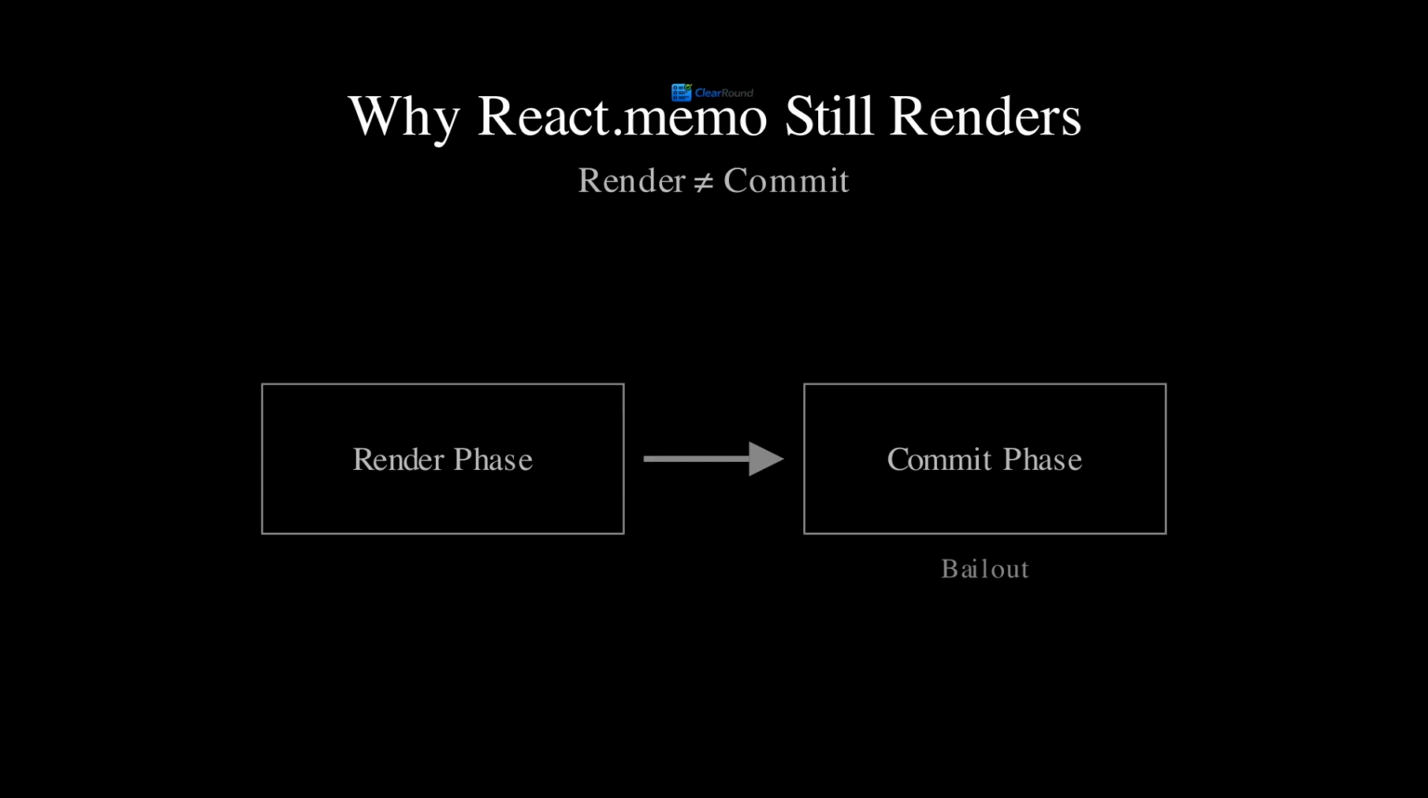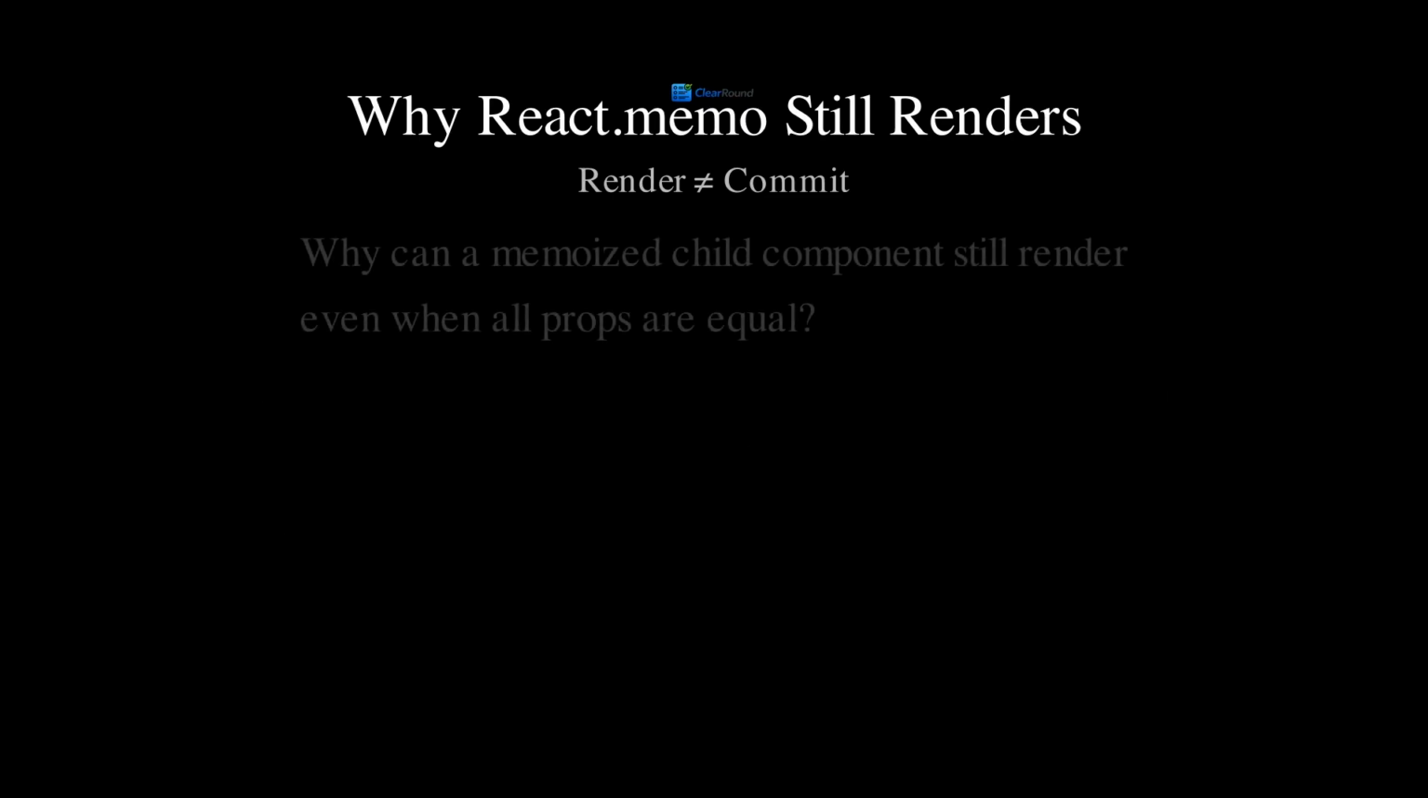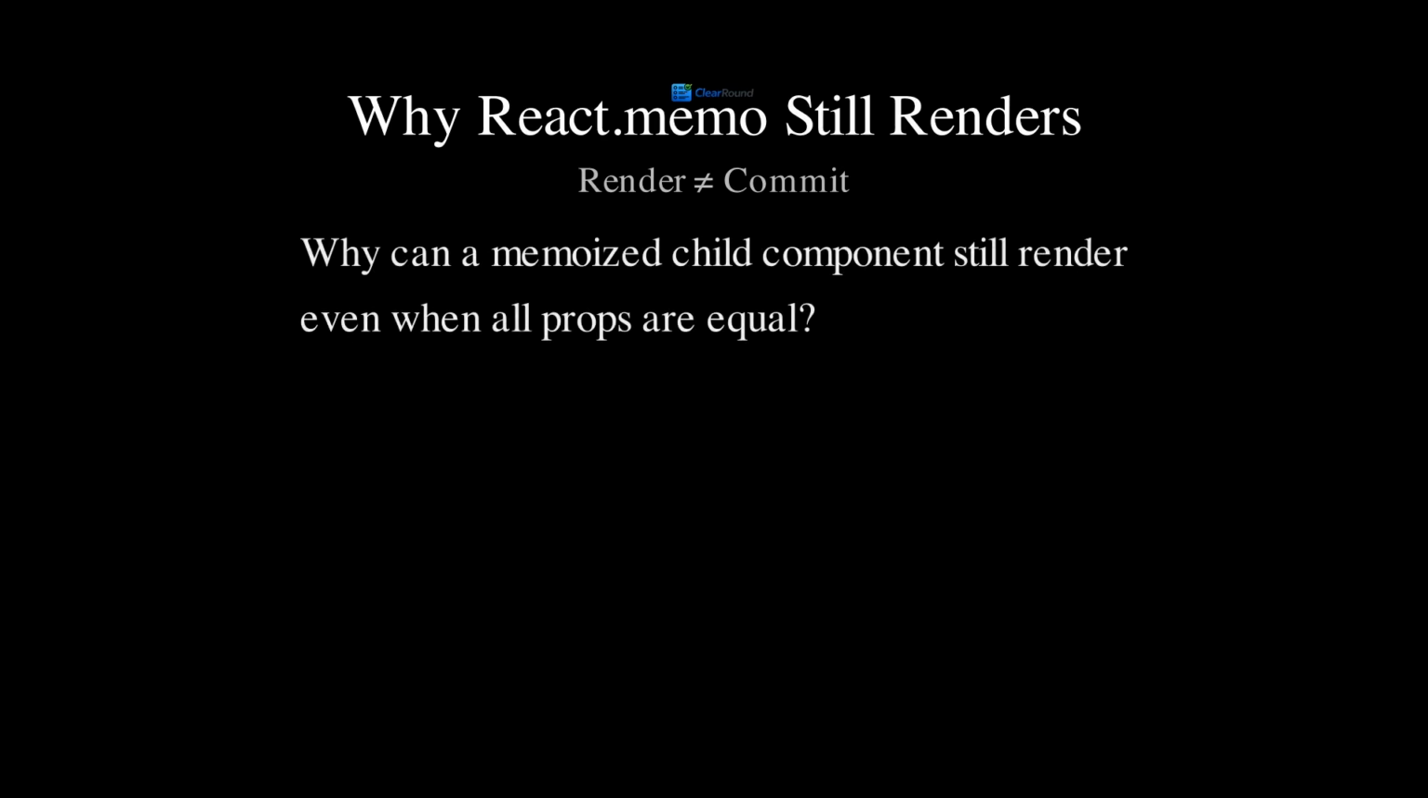To answer this correctly, you need to understand how React's fiber architecture works and the difference between the render phase and the commit phase. Here's the interview question. You have a child component wrapped with React.memo. All of its props are referentially equal. There are no state updates inside the child component. Yet, the child component still renders again. Which of the following best explains this behavior?